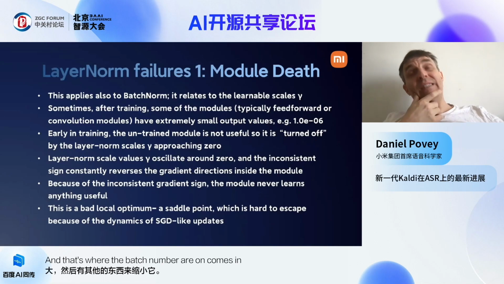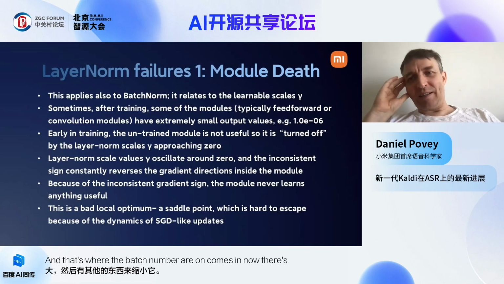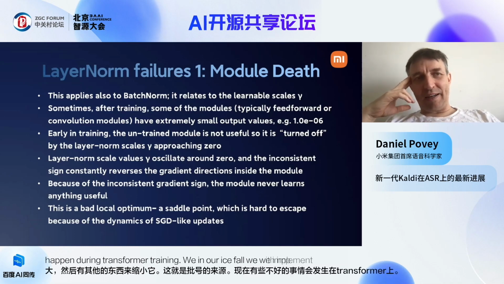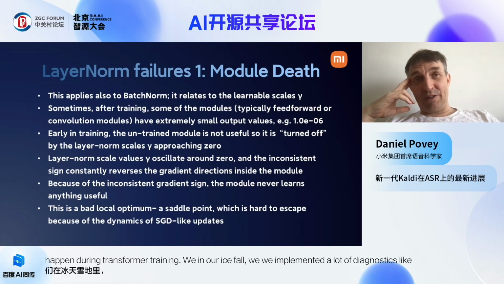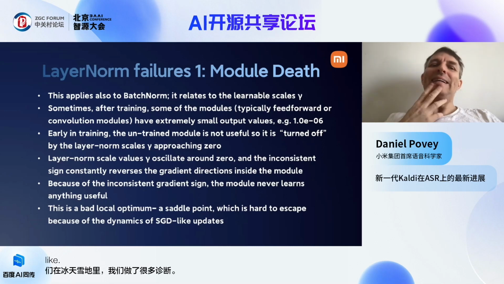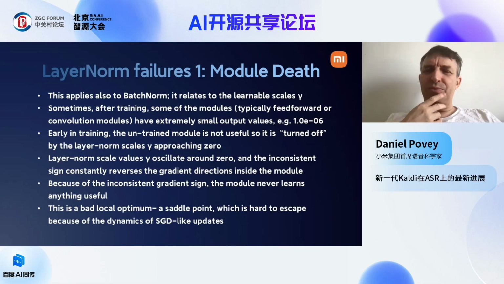Now, there's certain bad things that can happen during transformer training. In our Icefall, we implemented a lot of diagnostics, so PyTorch has these forward hooks and backward hooks that you can add. So it's possible to use those to accumulate a bunch of statistics to tell you how big the outputs of the different modules are. That's how we discovered certain problems that can happen in transformer training.